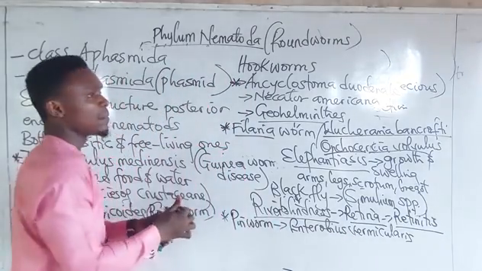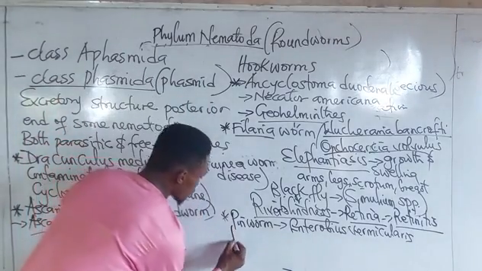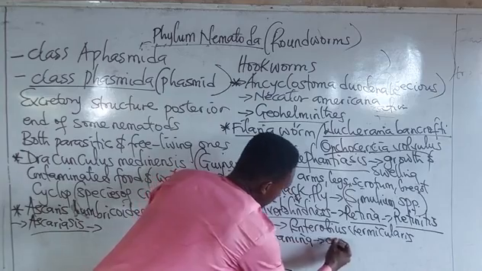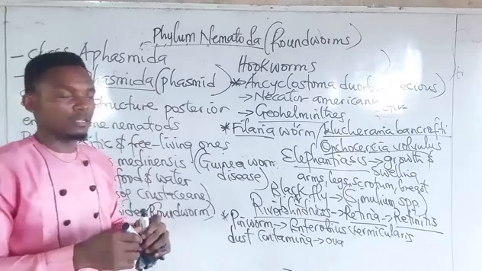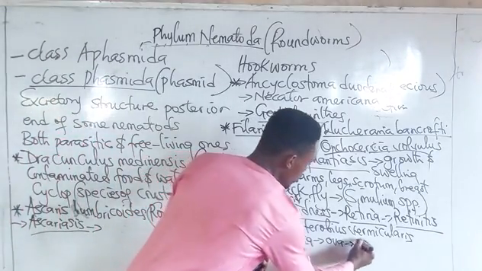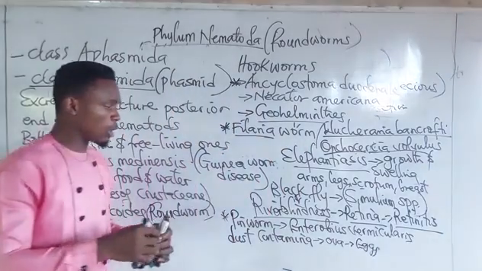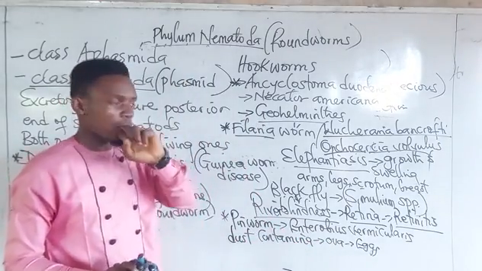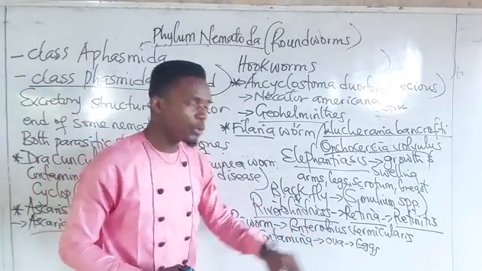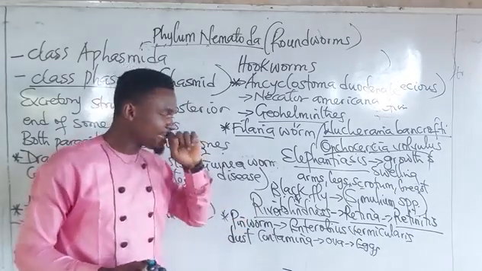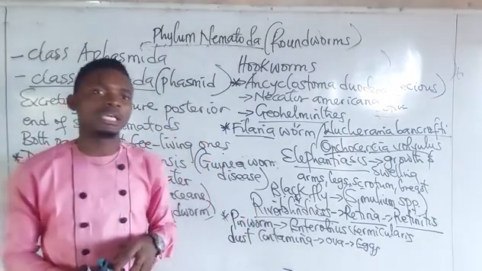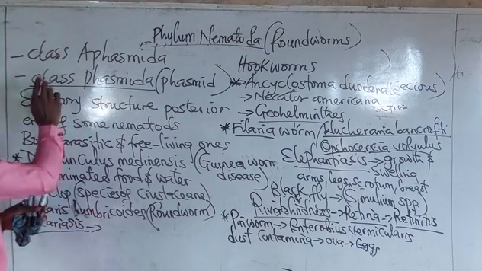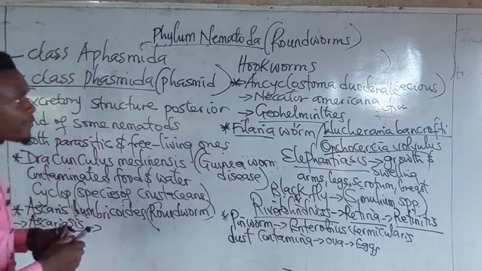It is transmitted by the inhalation of dust contaminated by ova. Ova is plural, ovum is singular. If I don't call it ova, I'll call it what? Eggs. When dust contaminated with eggs or ova is inhaled, that will cause a disease called what? Enterobiasis. So please take note of their zoological names. It is very, very important.